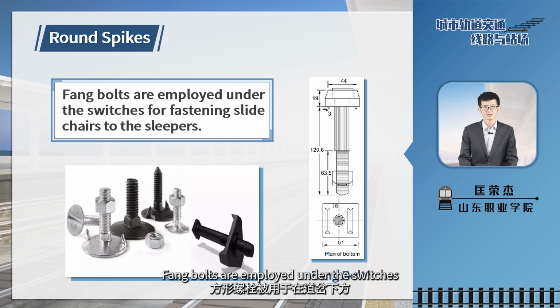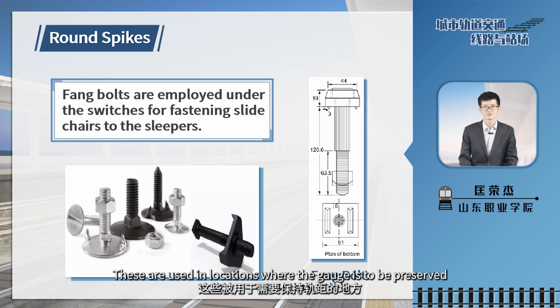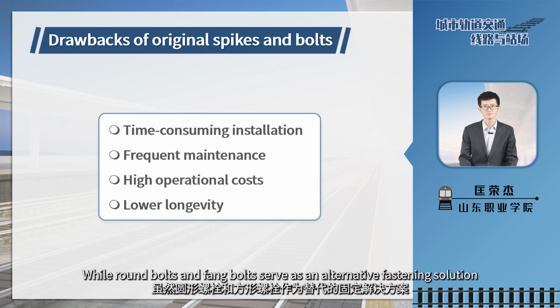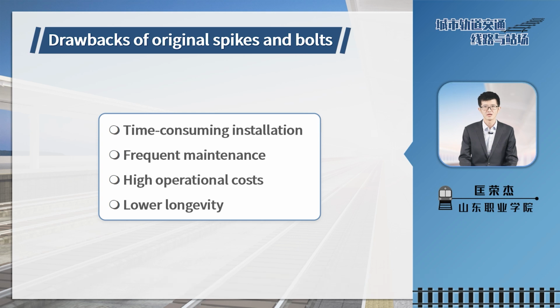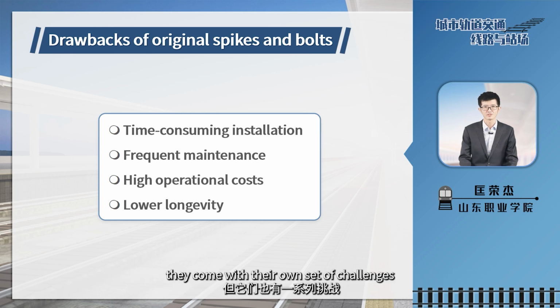Thumb bolts are employed under the switches for fastening slide chairs to the sleepers. These are used at locations where the gauge is to be preserved. While round bolts and thumb bolts serve as alternative fastening solutions, they come with their own set of challenges.